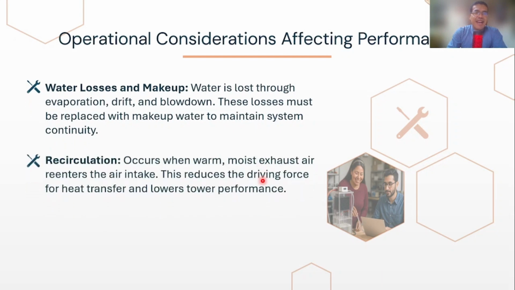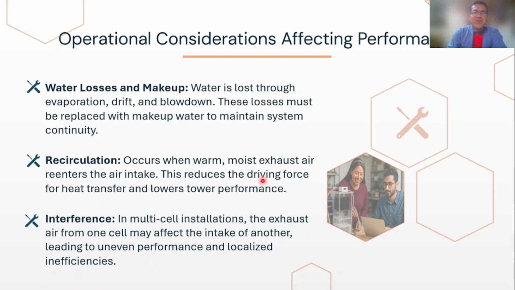Another critical aspect is recirculation. This happens when the tower's own exhaust warm and moist air gets pulled back into the intake. Since this air has already absorbed heat and moisture, it reduces the cooling potential and undermines the tower's efficiency.